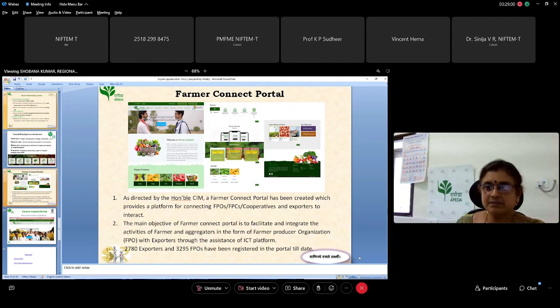We also have a separate portal for farmers and exporters, where they can register themselves under the Farmer Connect portal. The farmers can register themselves giving their basic details like name, mobile number, contact address, and the produce that they are producing, and the exporters also can do that, so that they can have an interaction one-to-one without any middleman. The farmers will be able to see the exporters pan-India, and the exporters will be able to see the farmers pan-India. They can put their requirement and interact with each other.